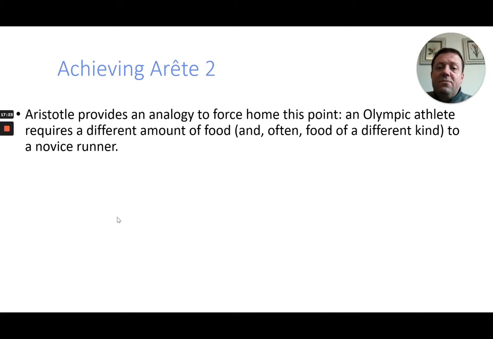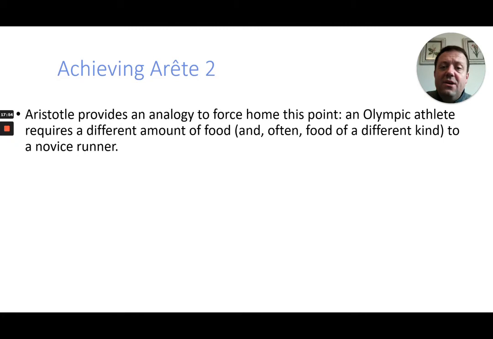And Aristotle provides an analogy to demonstrate this point. He says, in the early part of Nicomachean Ethics, an Olympic athlete requires a different amount of food, and often food of a different kind, to the novice runner. Okay, so what is a balanced diet for the Olympic athlete would not be a balanced diet for somebody who'd just taken up running as a hobby, or indeed someone who didn't really do much physical exercise at all. The dietary requirements might be different.